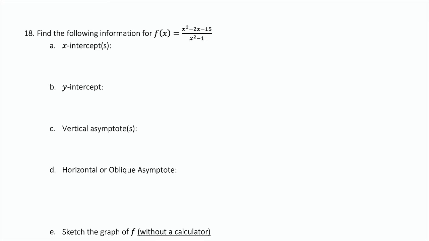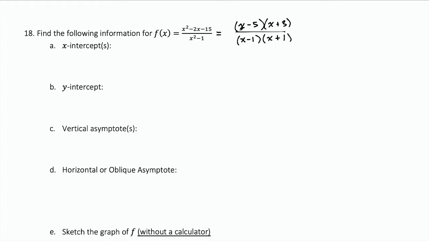For our rational function, we always want our rational functions in reduced form, and so we want to make sure we can factor it, and then if there are any common factors, to cancel them. Here our numerator factors as x minus 5 times x plus 3, and our denominator factors as x minus 1 times x plus 1. So there's no common factors here, so we're good to move forward with what we have.